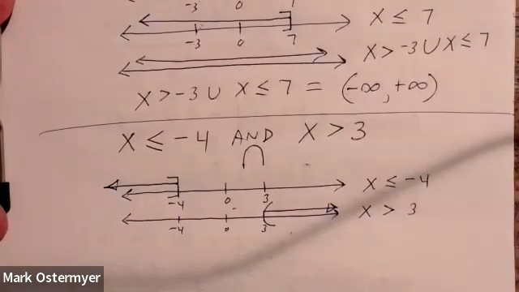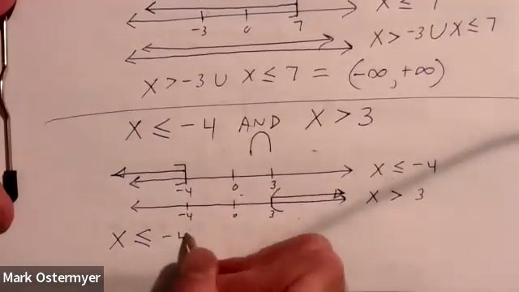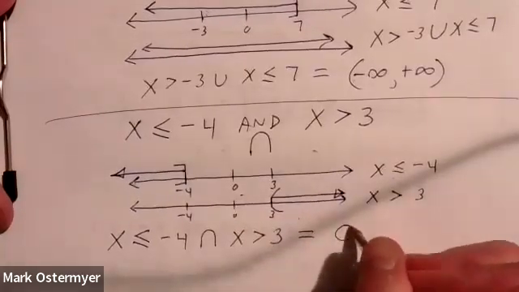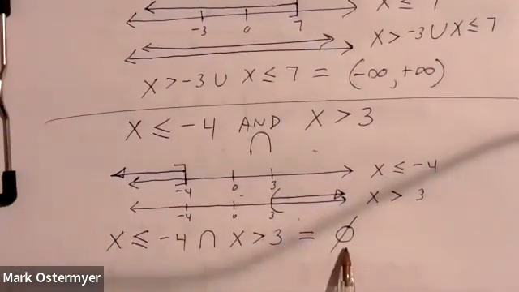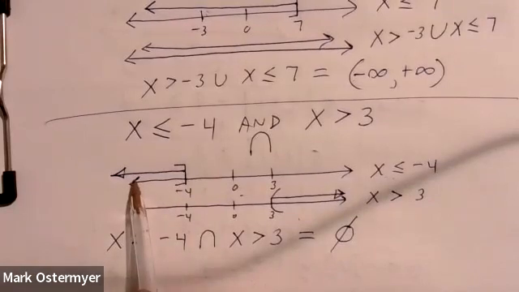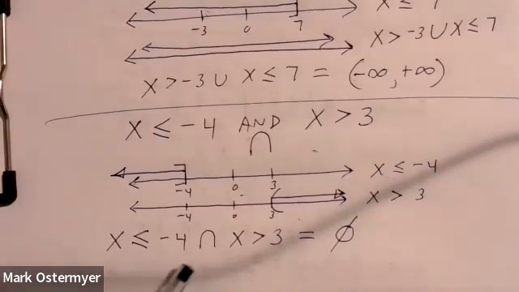The answer is absolutely not. There is no overlap. There is no intersection of these two sets. And therefore, we would say that x less than or equal to -4 intersected with x greater than 3 is the empty set. The intersection of these two sets is the empty set. There is nothing in common between both these solution sets. Any real number that's less than or equal to -4, you will not find it in this set of real numbers that are strictly greater than 3, and vice versa. Not going to find anything. So yeah, the intersection is the empty set.